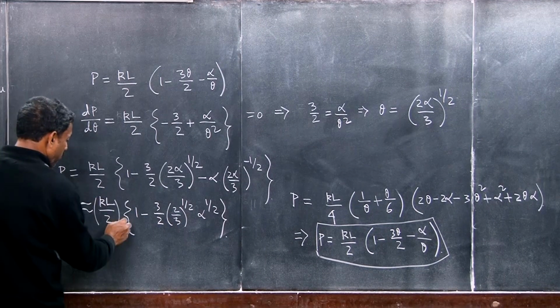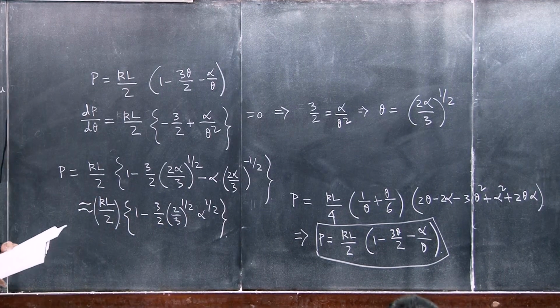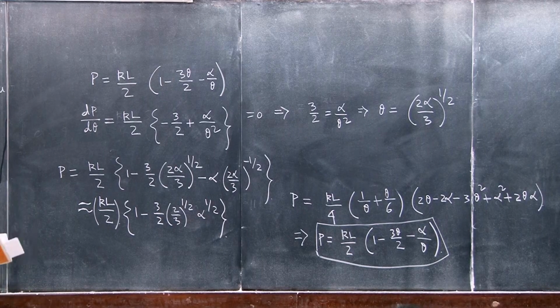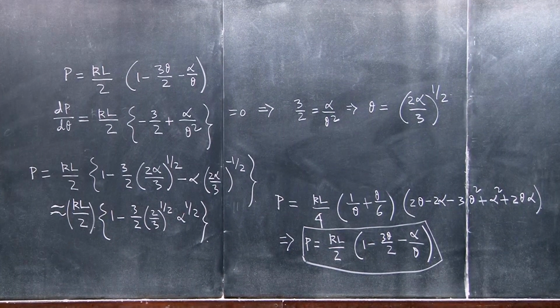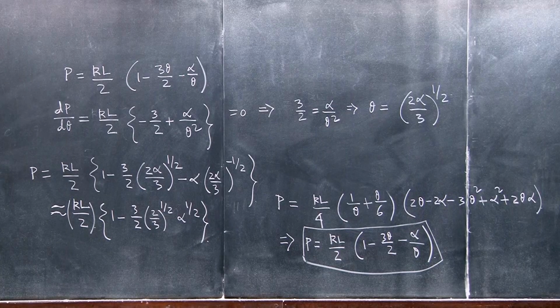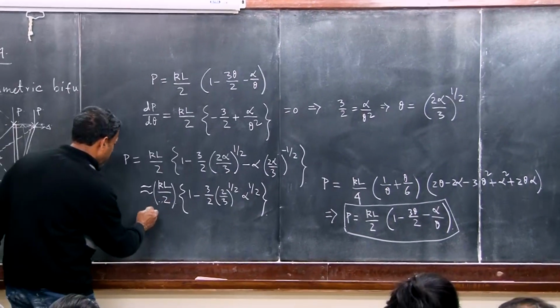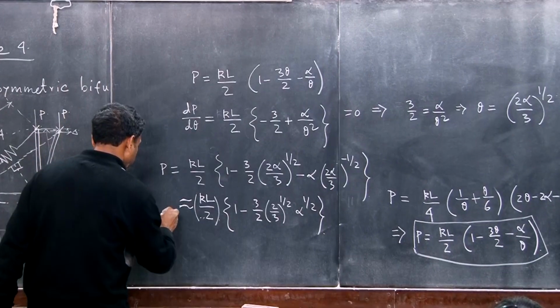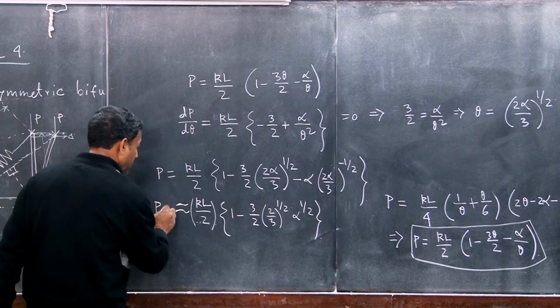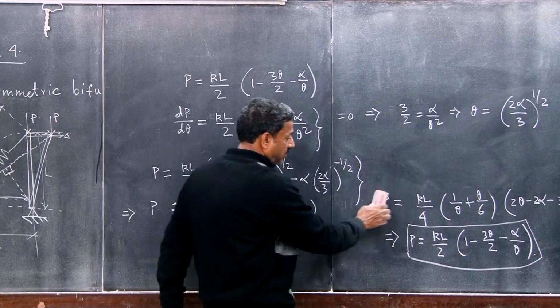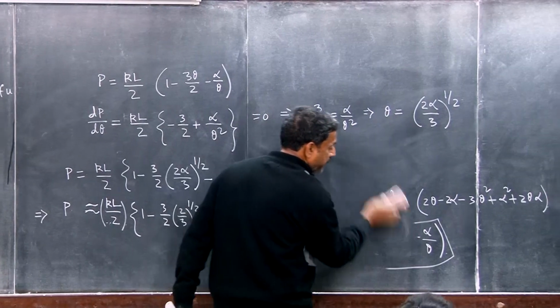And so, ultimately, if you do this, that KL by 2 is nothing but the critical load for this case. If you study the perfect system, KL by 2 is nothing but the critical load. That I have not demonstrated, but that you can do. So, from here I am just removing this, please note that.